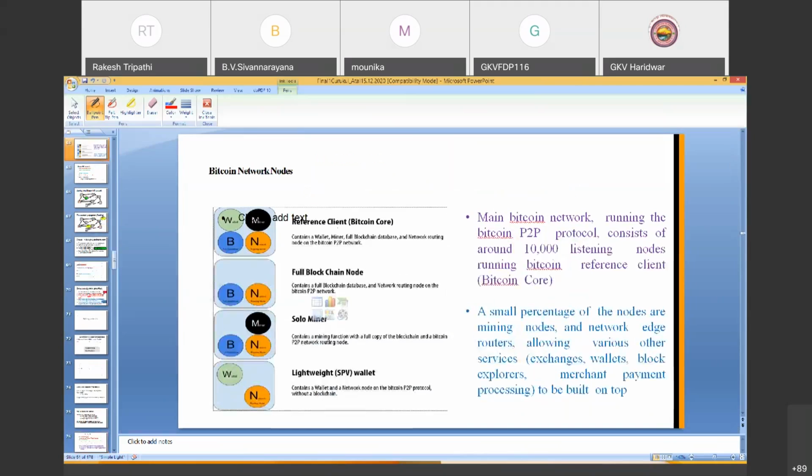So some nodes are called reference client, Bitcoin Core node. They do everything. They behave as a wallet, they behave as a miner, they behave as a routing node, they behave as a full blockchain. So these Bitcoin Core nodes have everything: wallet, miner, blockchain, everything. So these are the types of nodes in a blockchain network: reference client, full blockchain node, solo miner, lightweight SPV wallet. Okay.